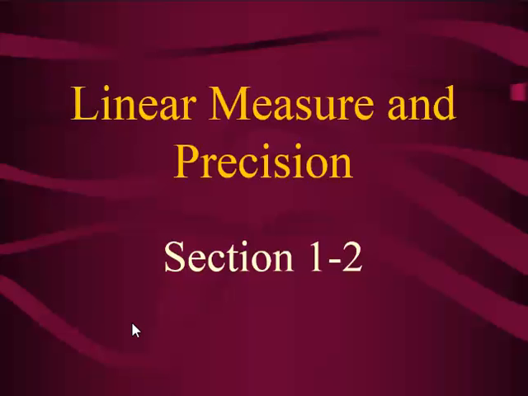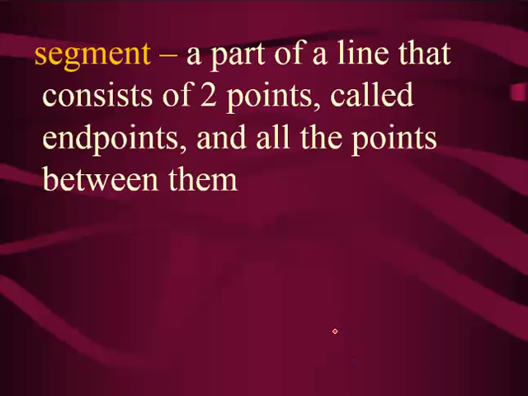This section is on linear measure and precision, how we measure things and how we determine how precise we are. We learned about lines and how they extend in both directions indefinitely, but if we just have part of a line that has a definitive length, stops at both ends, we call that a segment. A segment is a part of the line that consists of 2 points called endpoints and all the points between them.